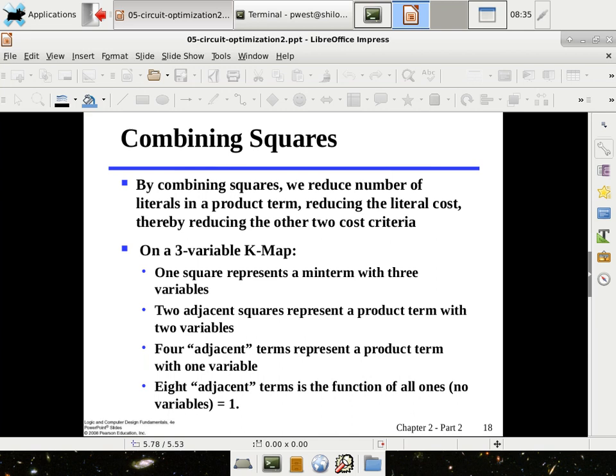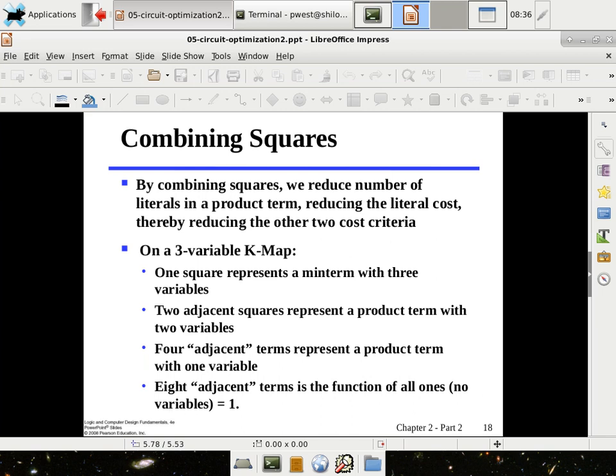All right, so 1 square represents a minterm with 3 variables. I don't know why they call it a square when obviously it's a rectangle, but anyways, the individual pieces of the rectangle are squares. So each square represents a minterm, because right here you have X naught, Y naught, Z naught, so that'd be 3 variables.